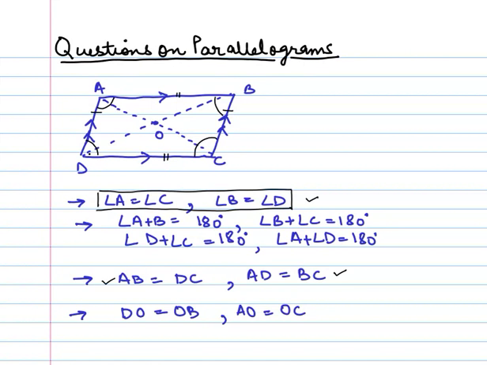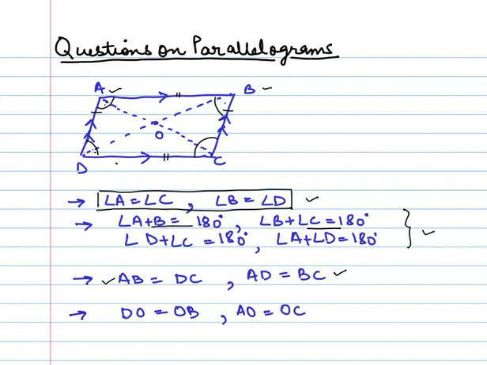Again, the adjacent angles of a parallelogram are supplementary. Means angle A plus angle B is equal to 180 degrees, right? Angle B plus angle C is also 180 degrees. So all the pairs of adjacent angles are supplementary: A plus B is 180 degrees, B plus C is 180 degrees, C plus D is 180 degrees, as well as D plus A is also 180 degrees, right?